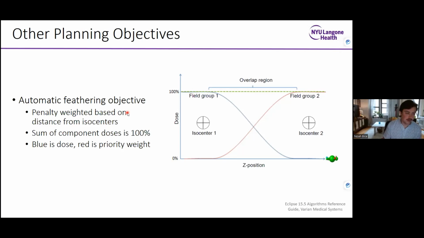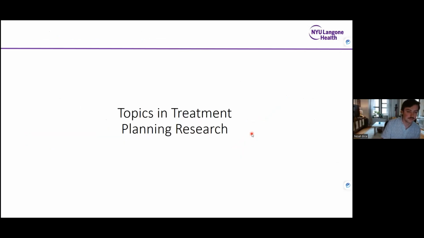But if you're using IMRT or VMAT, then you can use an automatic feathering objective, where, if you have a target and you're trying to push dose to that target, the optimizer will vary the weights on each voxel so that you get an equal contribution to the dose in the overlap region from each field. That's useful because it increases robustness, and you don't have to worry about hot or cold spots at the junction.